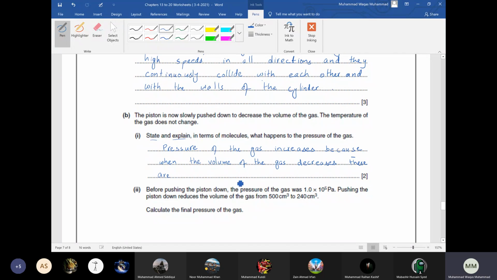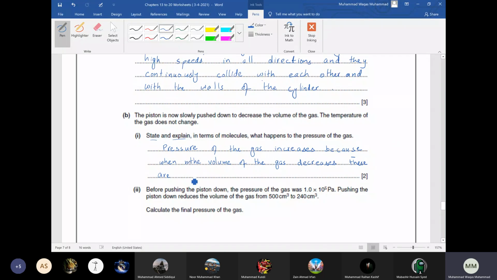So beta, this is just for 1 mark, so it is enough to write this. Otherwise, we don't need to go further. We can write more if you want, but considering the space and the marks, I'm leaving out these points: that there will be more molecules per unit volume, so the number of collisions per second increases. I'm just writing this point.